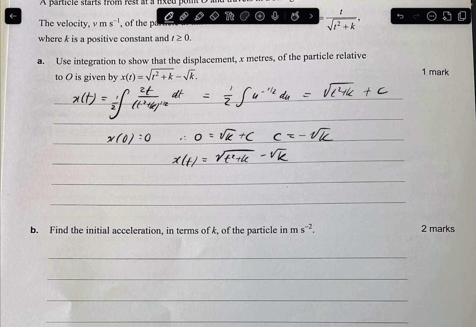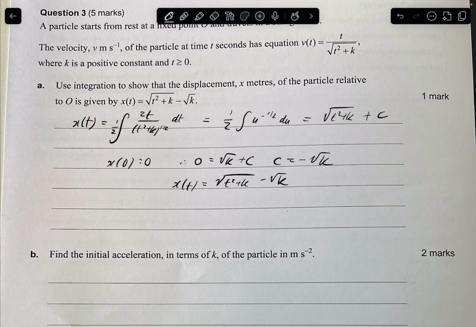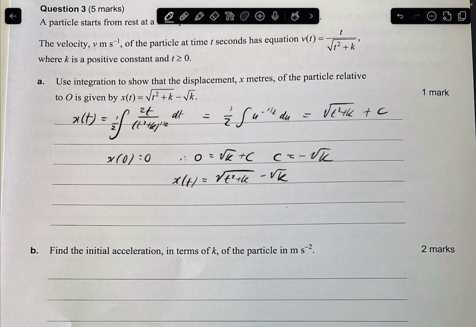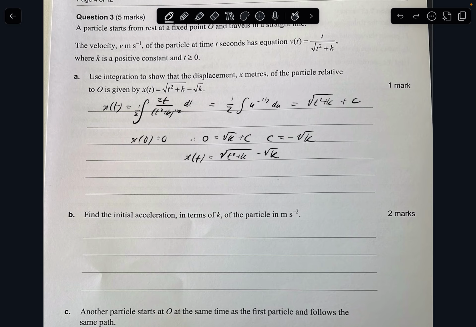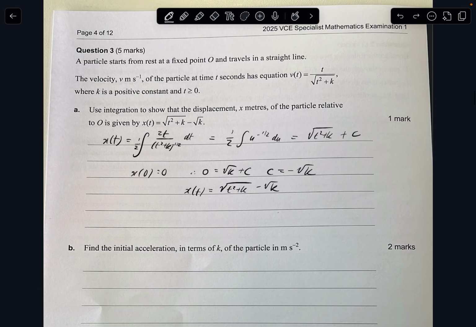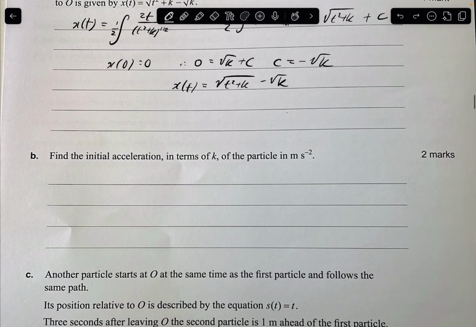Find the initial acceleration in terms of k. So what you'll notice is that the antiderivative of this is equal to that. So the derivative of that is equal to that. Sorry, I'll just do it properly. That's just the derivative, the denominator.